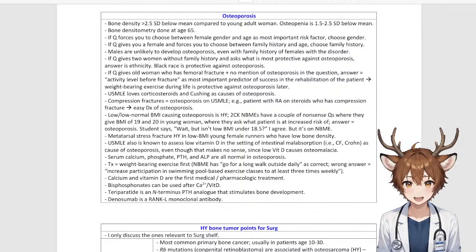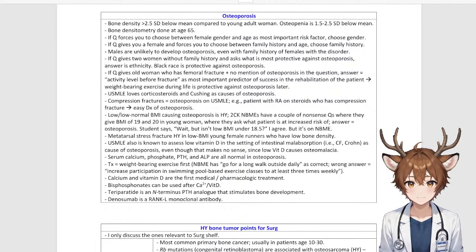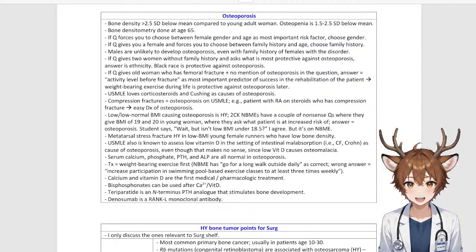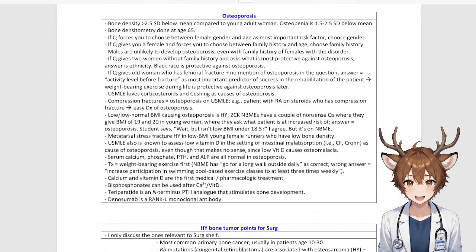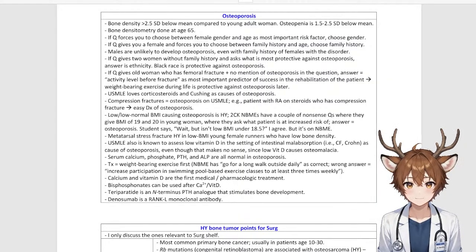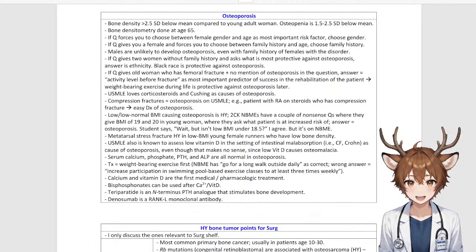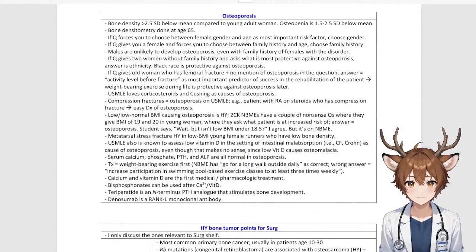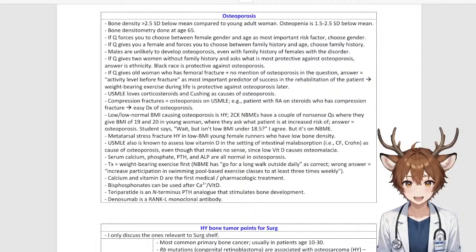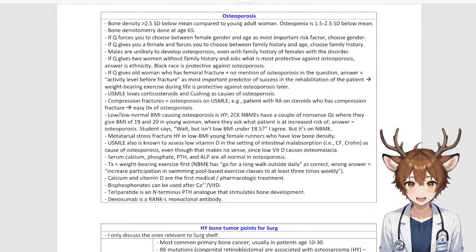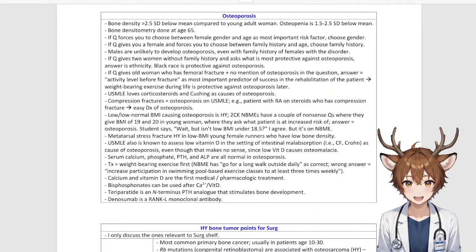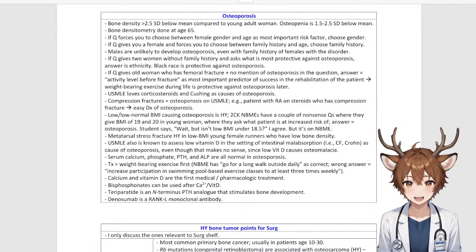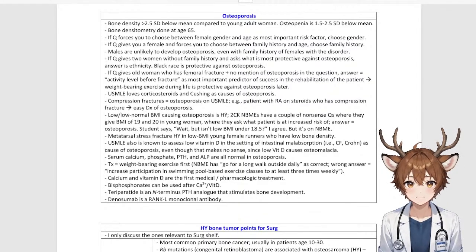So, if the question gives an old woman who has a femoral fracture plus no mention of osteoporosis in the question, the answer should be activity level before the fracture as the most important predictor of success in rehabilitation of the patient. Weight-bearing exercise during life is protective against osteoporosis later. USMLE loves corticosteroids and Cushing as the cause of osteoporosis. Compression fractures, osteoporosis on USMLE, e.g. the patient with rheumatoid arthritis on steroids who has a compression fracture, easy diagnosis of osteoporosis.